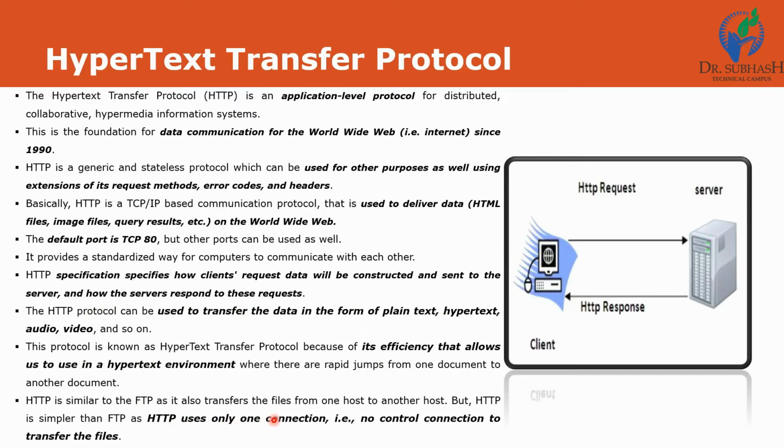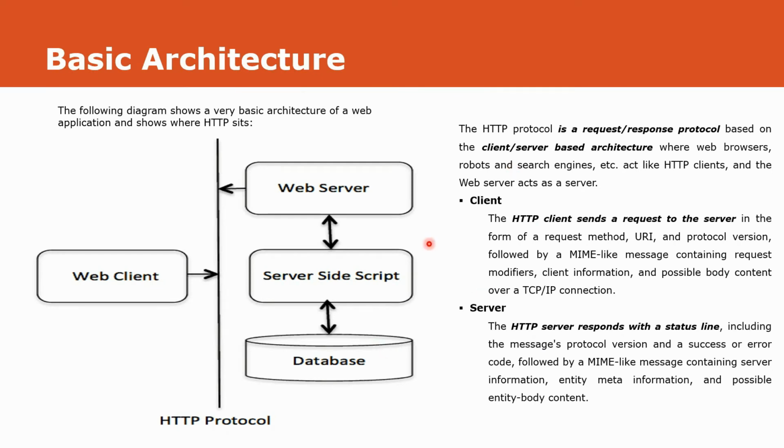HTTP uses only one connection, the control connection, to transfer files. As we discussed previously, there are two types of connection, one for control and one for transmitting your data. In comparison, the HTTP protocol uses only one connection, and that is for transferring files.